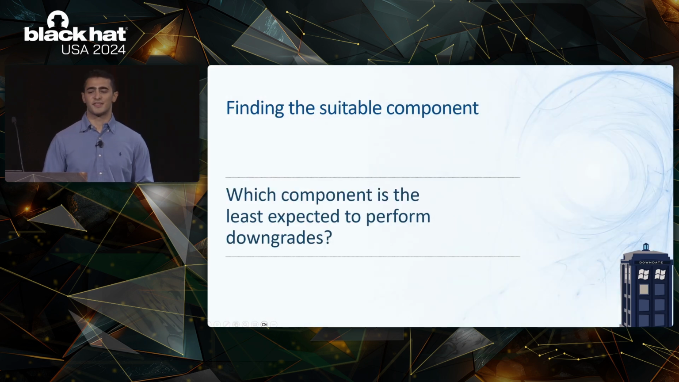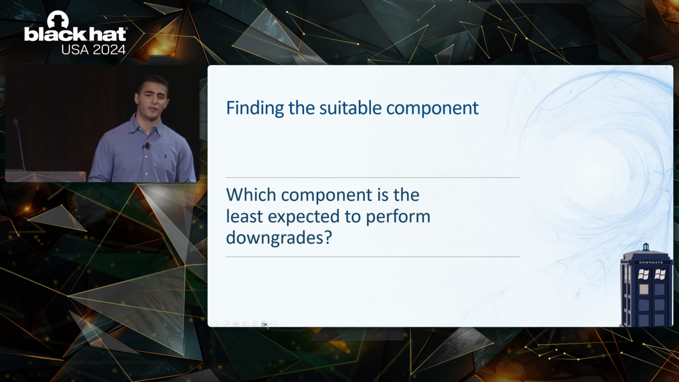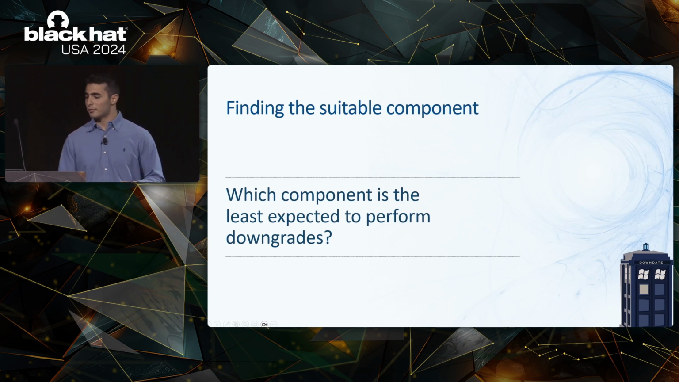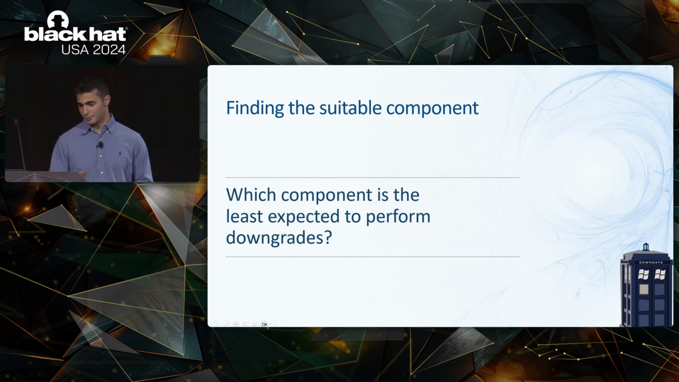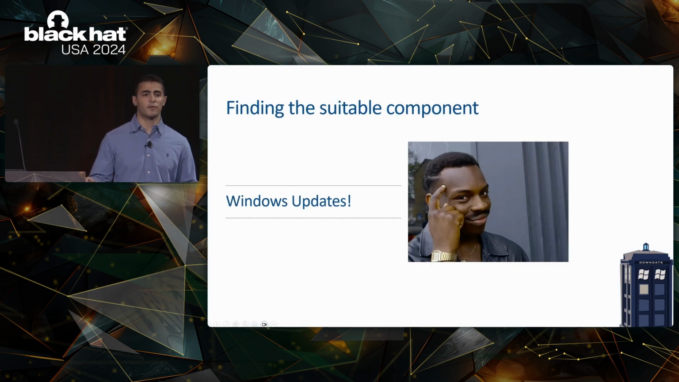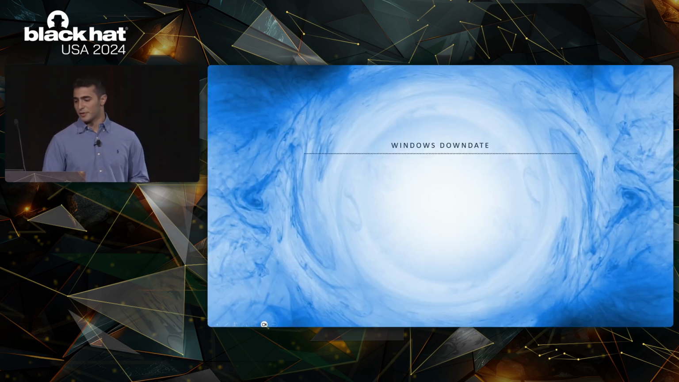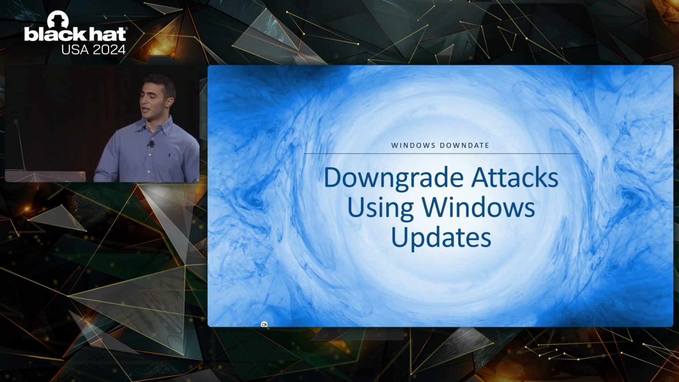Having the downgrade requirements defined, I then looked for a suitable component. But before I expose the target component, I want to ask you, what would be the least expected entity to perform downgrades? That would be, of course, Windows updates. So let's take a look at Windows updates and see if they can be abused to perform downgrades.